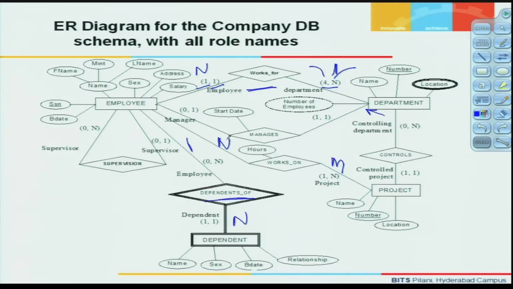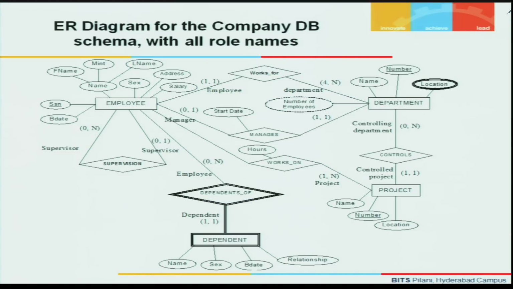And similarly, looking at supervision, one employee who is a supervisor can supervise n number of employees, and one employee is supervised by only one supervisor. It is 1:n. And coming to the min-max condition for employee and dependent, the company rule says that one employee can have any number of dependents, at the same time some employees may not have any dependent. In that case, the minimum is 0, one employee can have no dependents, it is possible, and the maximum is any number.